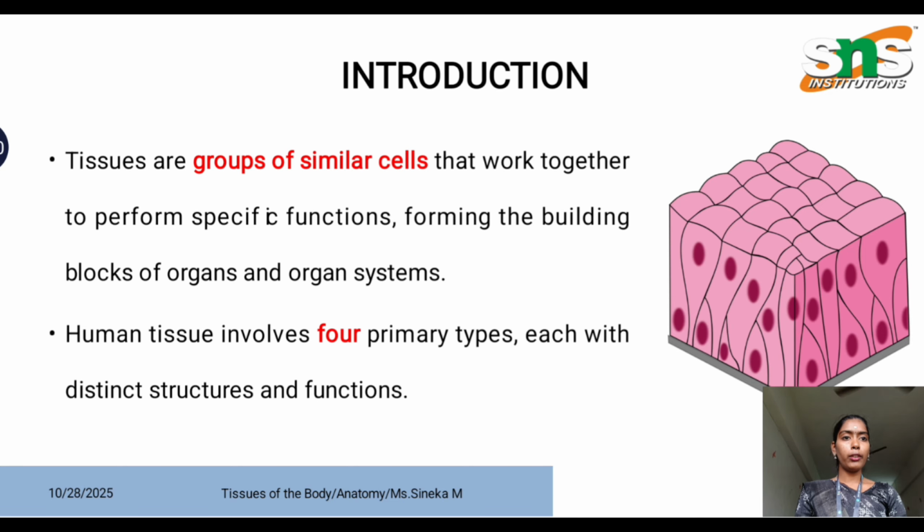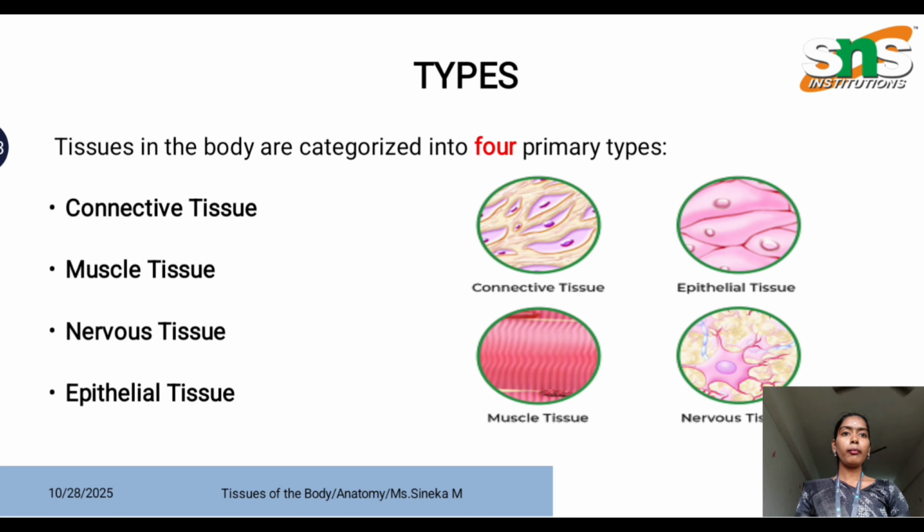Here is the image for human tissue. There are four primary types. The first one is connective tissue, second one is muscle tissue, third one is nervous tissue, fourth one is epithelial tissue. Here is the image for these four types.